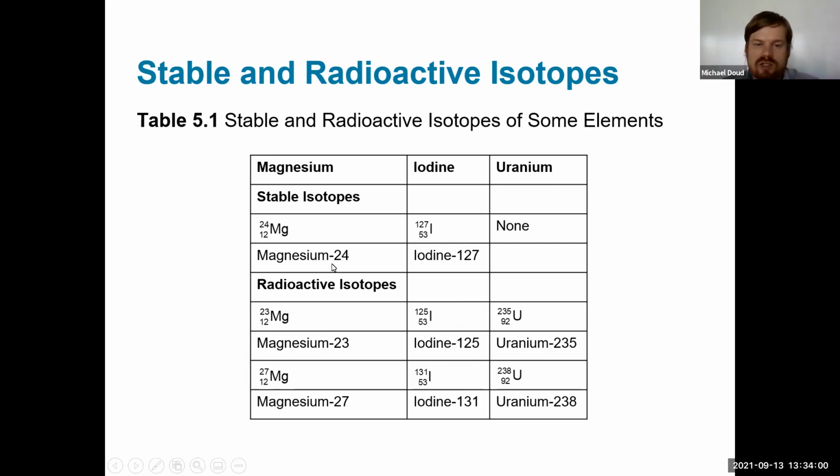Magnesium, on the other hand, also has a stable isotope, magnesium 24, and then it has two unstable radioisotopes, magnesium 23 and magnesium 27. Just by moving around the number of neutrons, the number of neutrons can make the isotope, the nucleus, unstable, right? Think about it this way, basically.